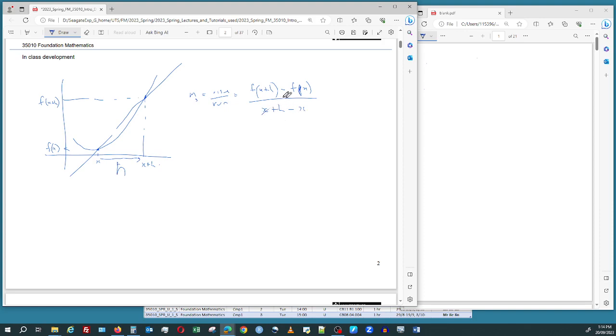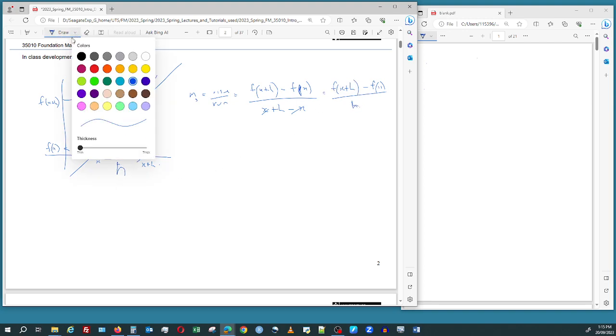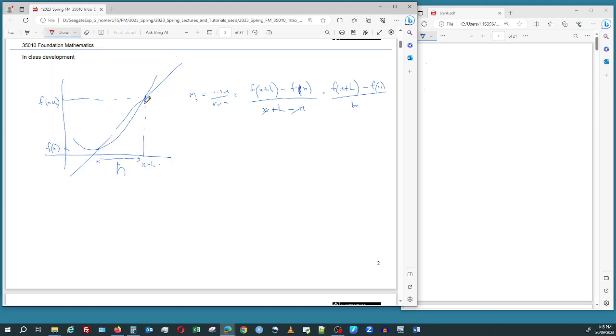And so we're left with the function value, the bigger function value, where h is added, minus f of x, over h. So h is quite big here, isn't it? So if we just change colour and slide the secant down a little bit, we'll slide it down here, and what happens to h? It's still there, but it's a bit smaller.